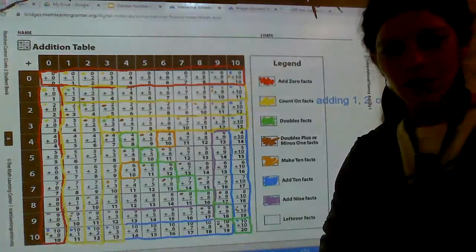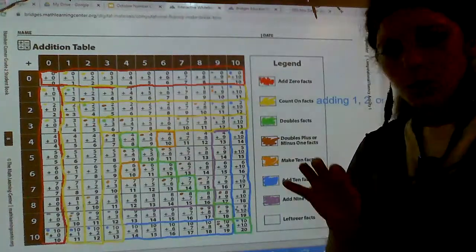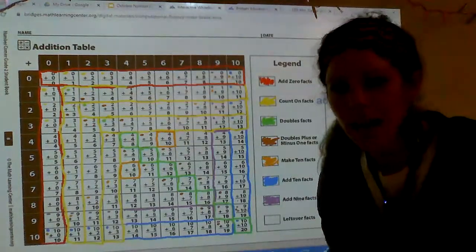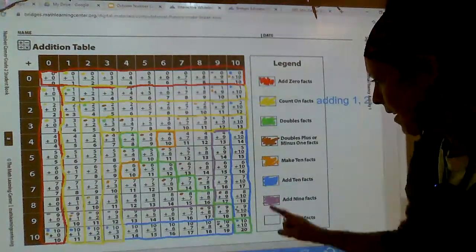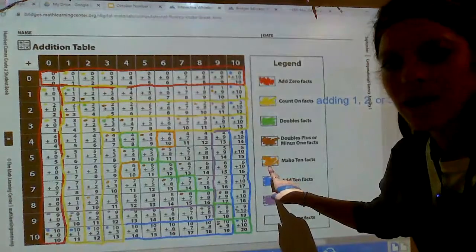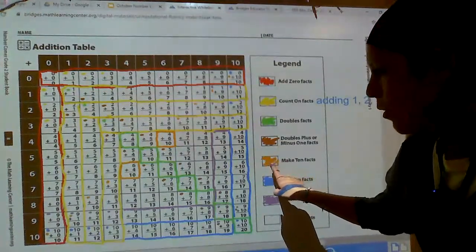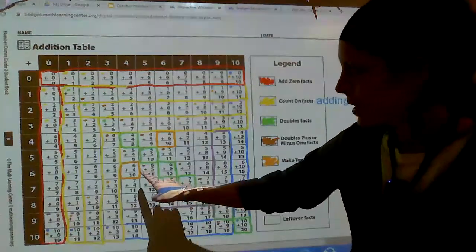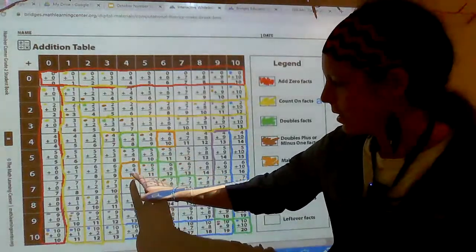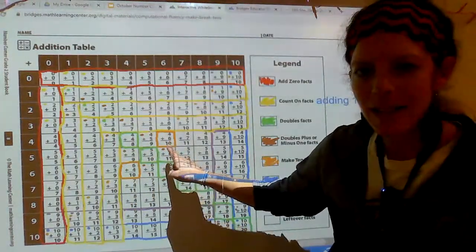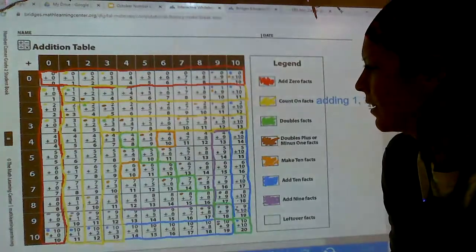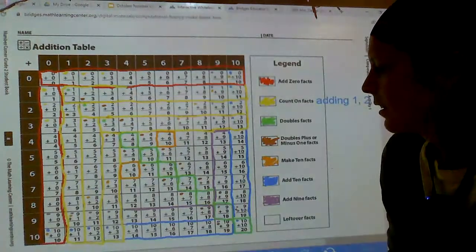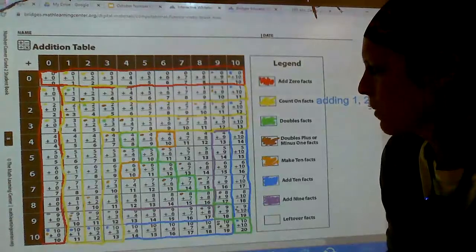All right, today we're going to need an orange crayon or colored pencil and a brown crayon or colored pencil. And we're going to try our best to color really lightly or outline these facts. Let's start with the make 10 facts. We're going to color that legend, make 10 fact, orange. And you'll notice on my addition table, I only have 2 boxes where that is the strategy so far. So I put an orange box around it.